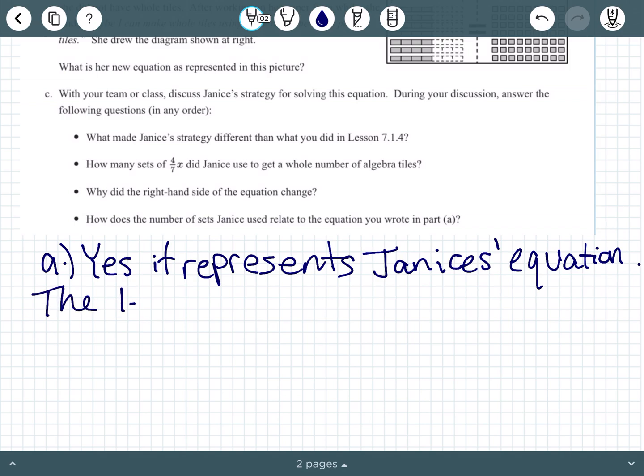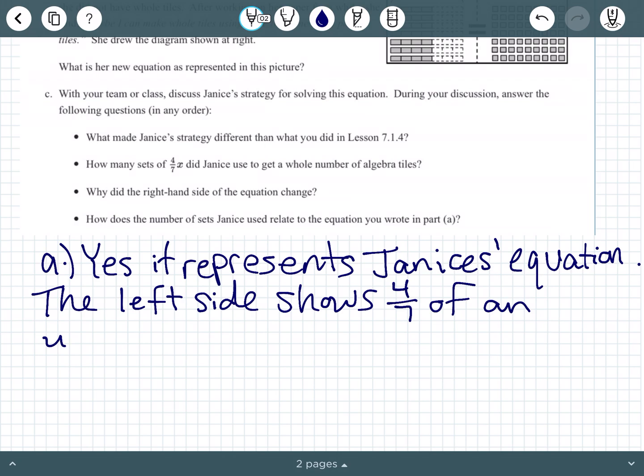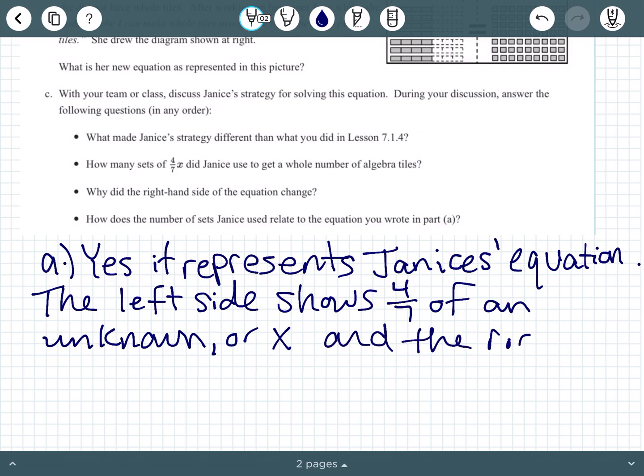The left side shows 4/7 of an unknown, or x, and the right side shows 9. All right, on to part B.